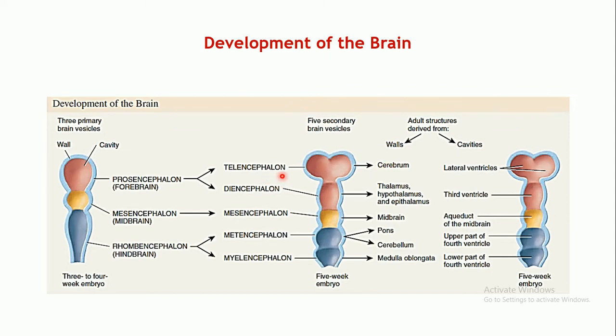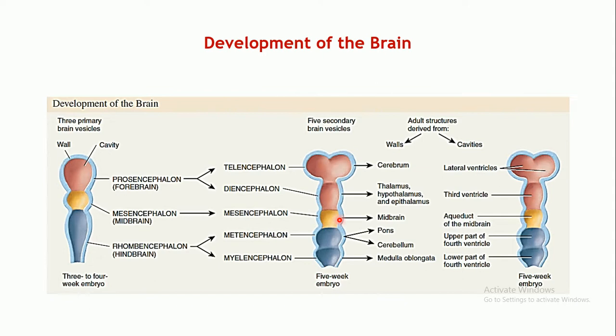Coming to the telencephalon, the wall of the telencephalon differentiates into the cerebrum, which is the largest part of the brain, and the cavity which is present within the telencephalon develops into the lateral ventricles. The diencephalon, the wall of it differentiates into the thalamus, hypothalamus and the epithalamus. These three parts are collectively known as the diencephalon. Whereas the cavity located within it develops into the third ventricle.